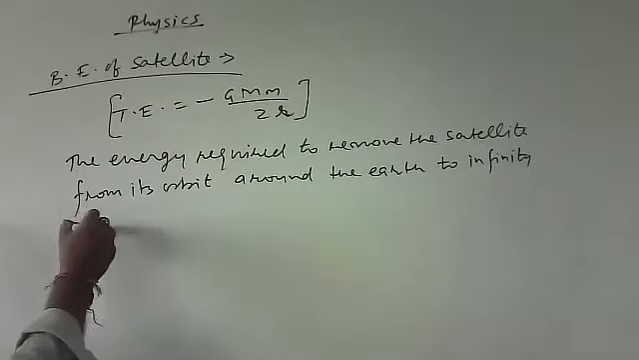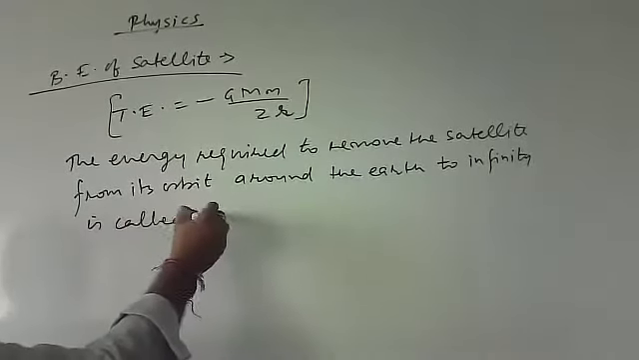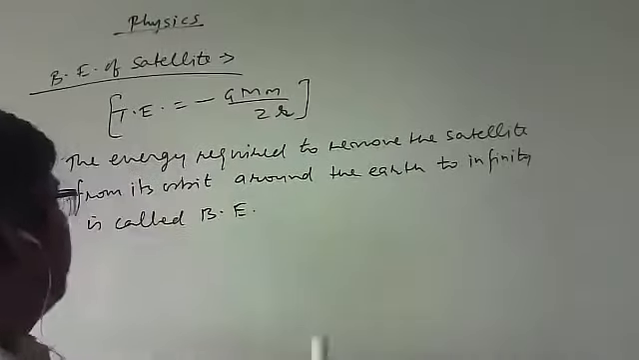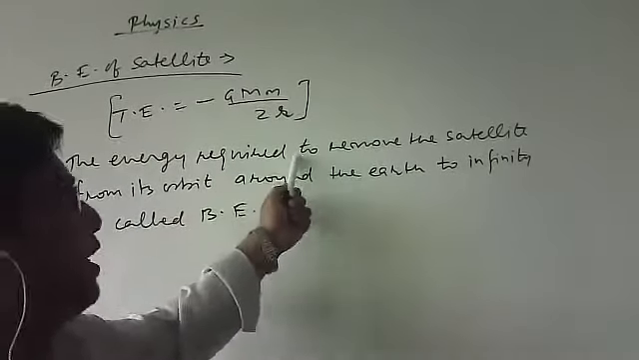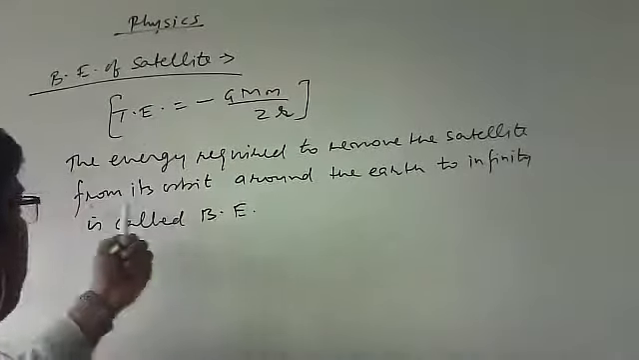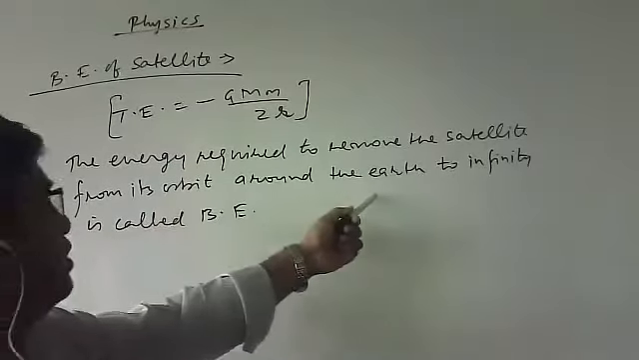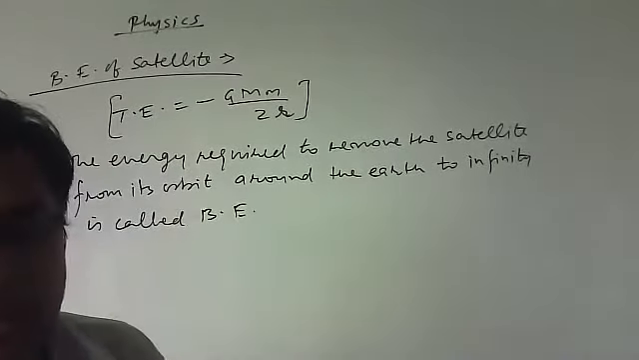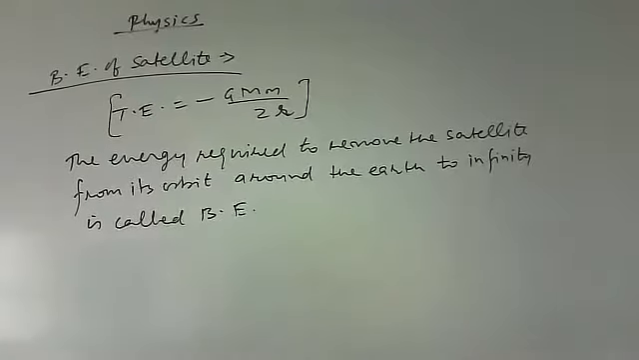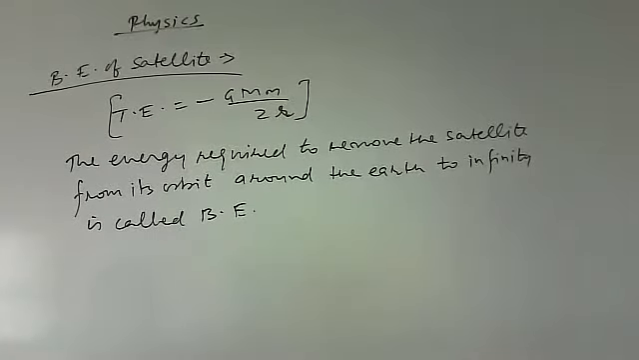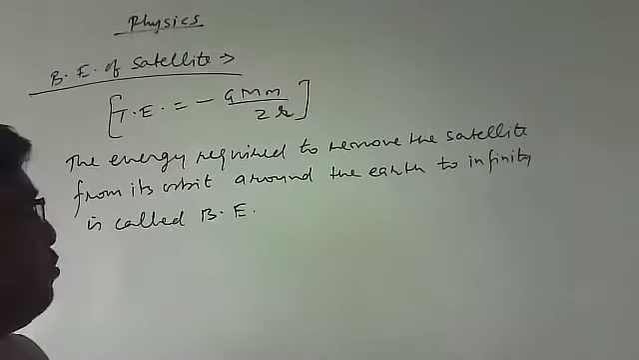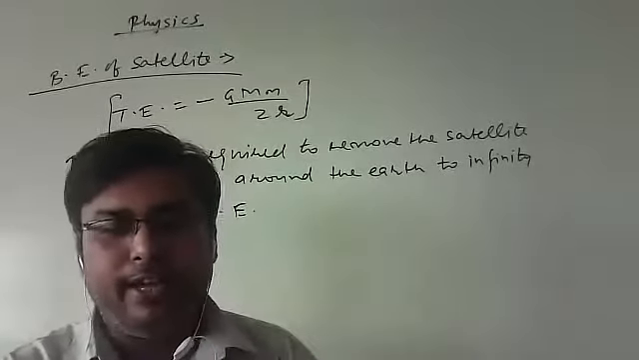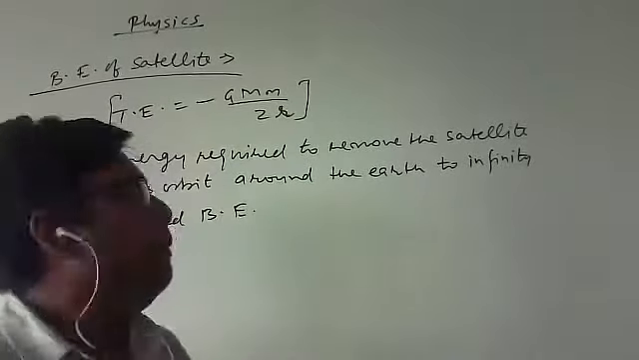Please concentrate here. What is the meaning of binding energy? It is how much energy is required to remove the satellite from its orbit around the Earth to infinity. If I want to transfer the satellite from its orbit to the infinite state, then I will say it is the binding energy. Binding energy is the amount of energy by which I can transfer the satellite from its orbit to the infinite state.